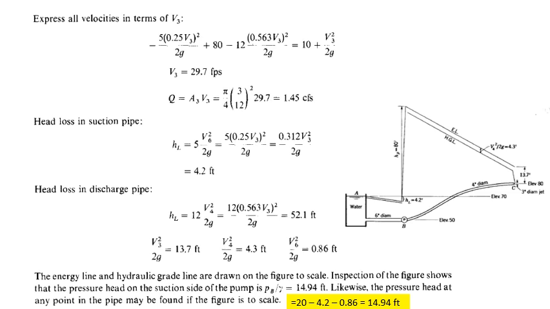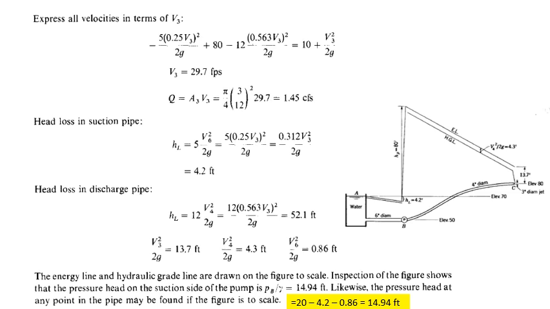So now we are going to express this expression in terms of V3. This was the reason that we first developed the relationship of V6 with V3 and V4 with V3 using the continuity equation. So substitute all the values over here, be careful at this step, and rearrange and use the value of G in FPS system of units, and finally V3 will be 29.7 feet per second. After that, you can also calculate the discharge, which will be A3 into V3 in feet cube per second.